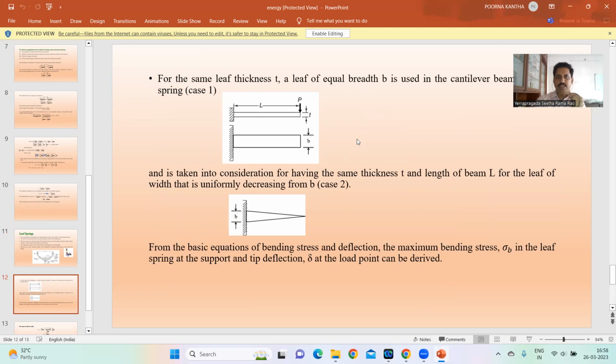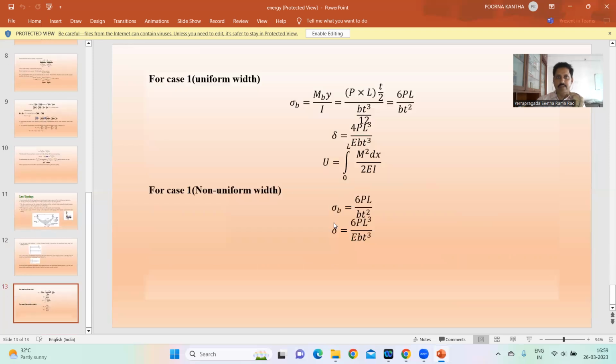And the thickness for the leaf of width that is uniformly decreasing from b is case 2 here. So from the basic equation of bending stress and deflection, the maximum bending stress in the leaf spring can be found. The data at the point can be derived by using the relations. So sigma b is equal to 6PL by bt square for uniform width, and for non-uniform width, sigma b equals 6PL by bt square.